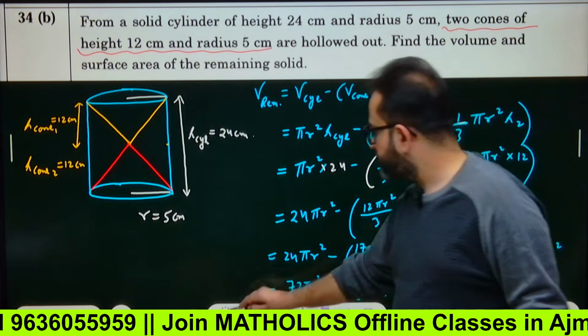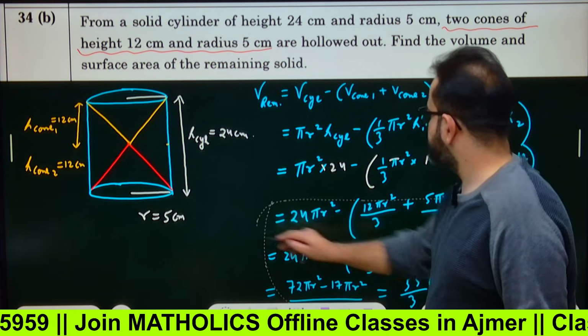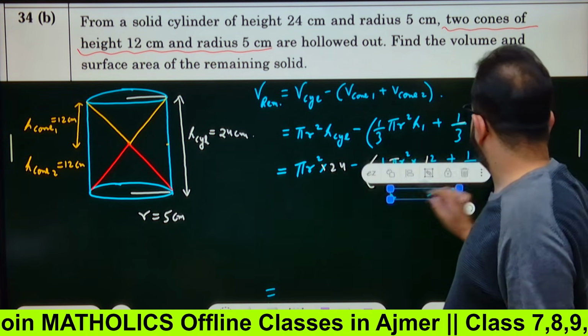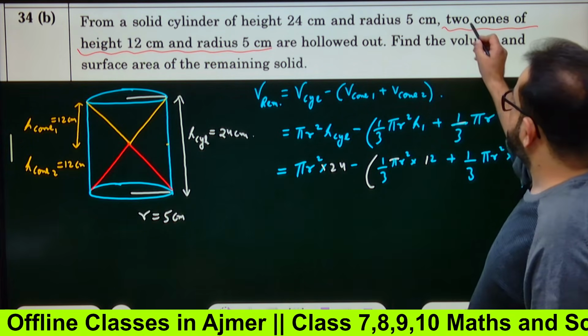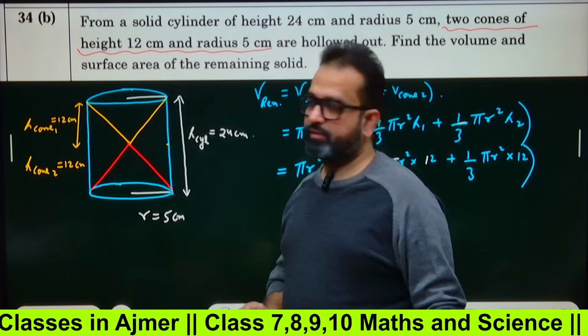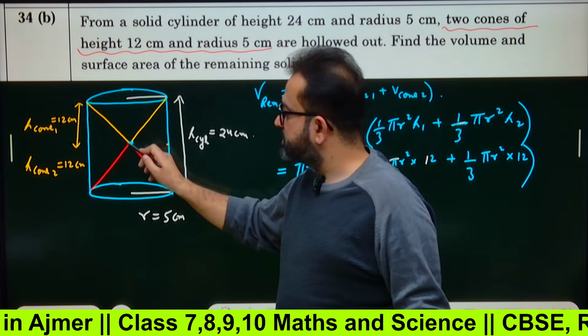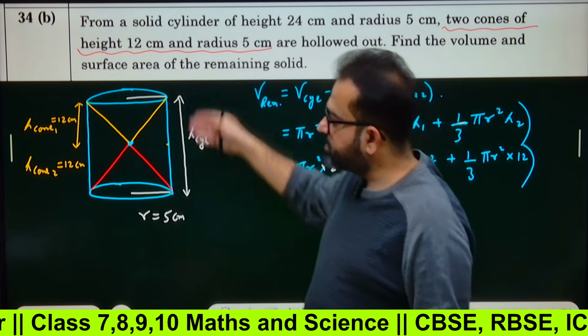So simply it came out to be this, we are removing all this just to keep it simple. Got the point? What was the statement given? It was given two cones of height 12 centimeter. That would mean the cones are actually touching each other. Yes or no? Because the total height is 24.